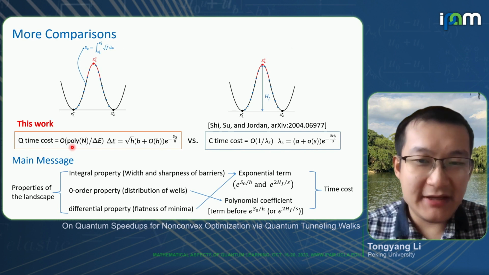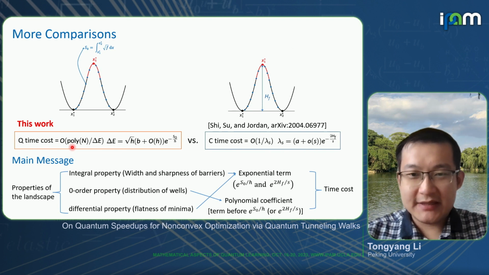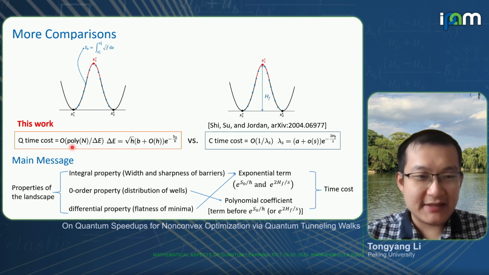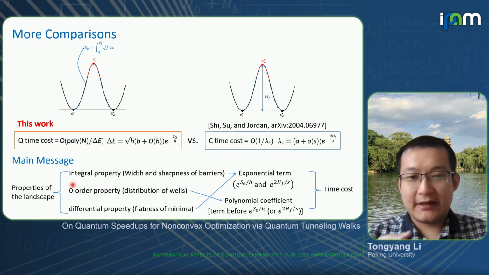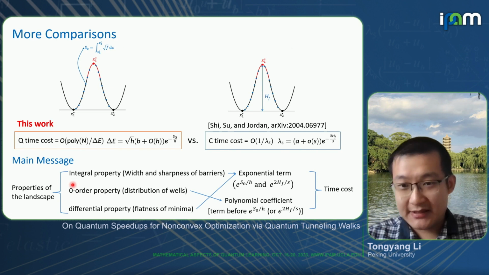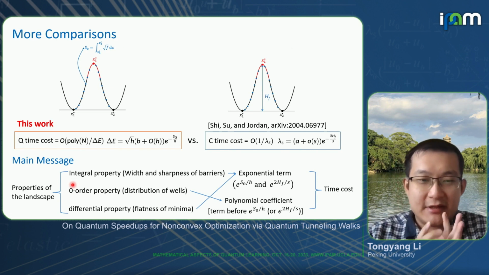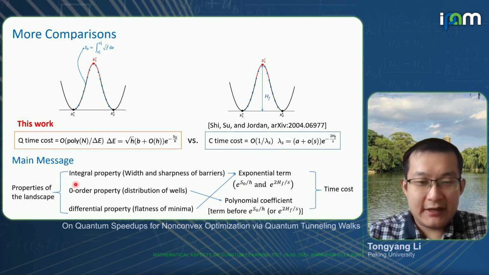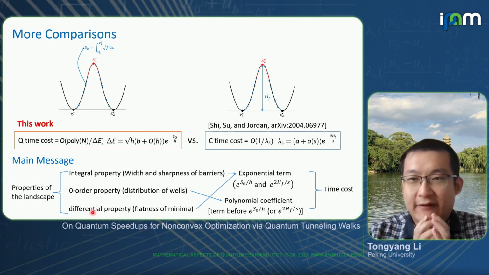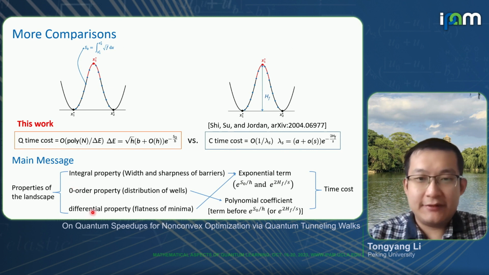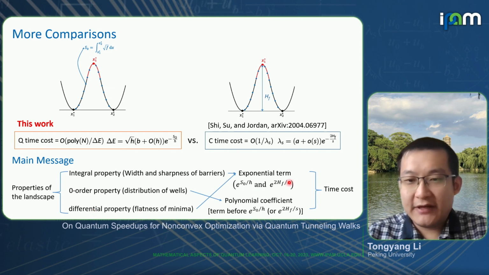Okay, so this is a comparison between the classical and the quantum setting here. The main message is about the properties of the landscape, the integral properties, like the width and sharpness of barriers. This is the most significant difference between classical dynamics and quantum dynamics. But on the other hand, the exponential term can also matter. For instance, the flatness of the minimum is also going to influence the behavior of H and S here.